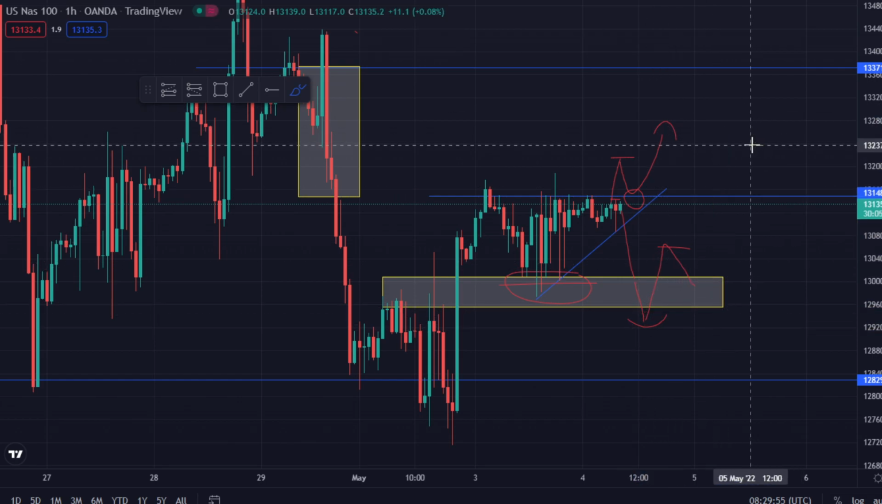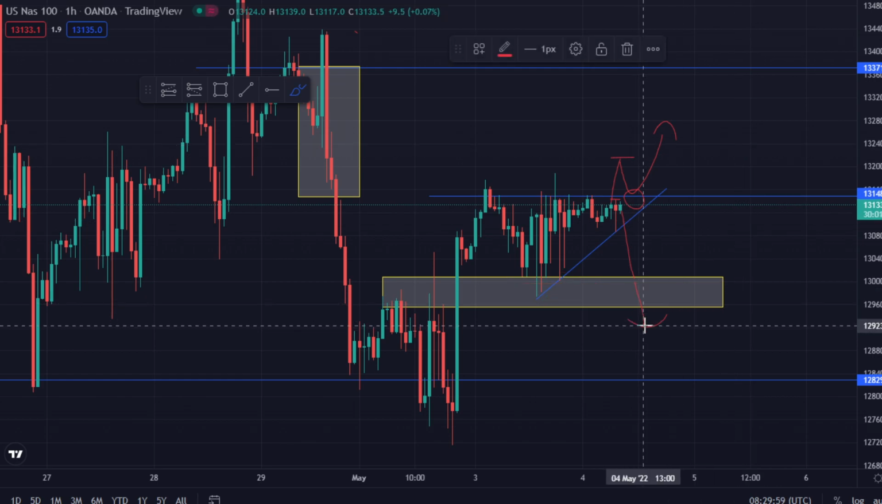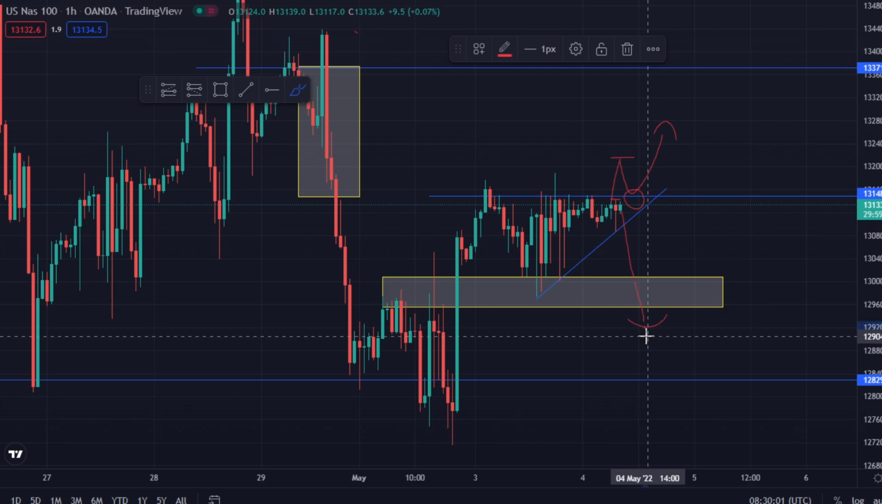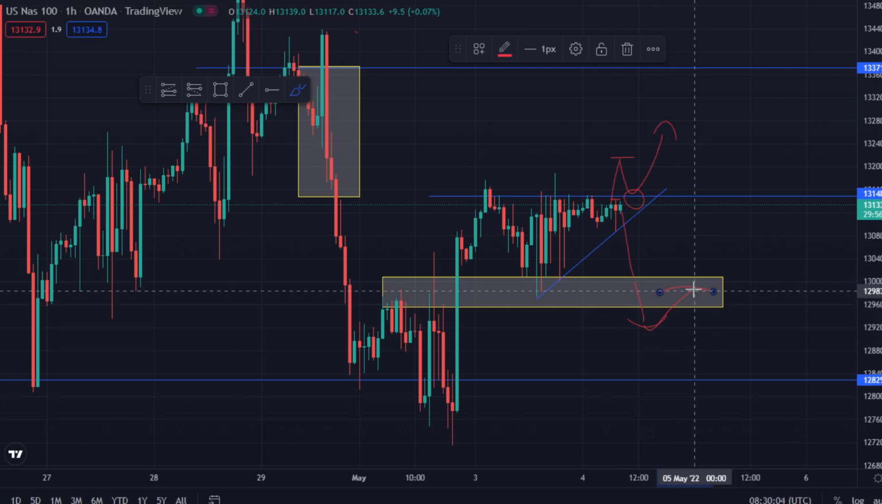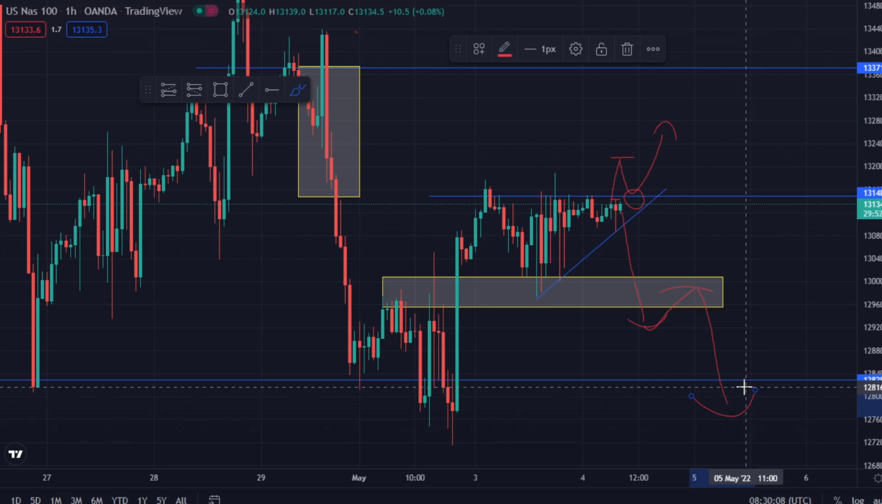And the other scenario that I can most likely look out for, guys, is if price stays under this support, right, and then respects it as an area of resistance, then we can expect the NASDAQ 100 to continue all the way to the downside, guys.